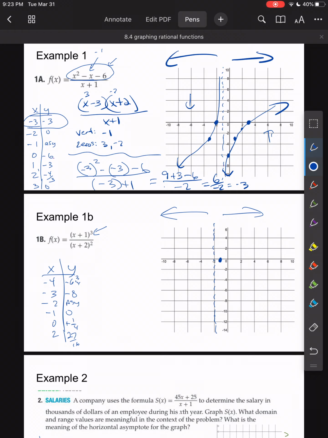Okay, so at -4, we get -6 3/4. So I believe that is somewhere in here. At -3, we're at -8. And I happen to know that this is going to get really close to this asymptote, but then it also falls off this way somewhere. So I would encourage you to plug in a point, maybe -7, to see what happens, just to see where that final point is. Then to the right, at -2, we had the asymptote. At -1, we had the 0. And then at 0, we had 1/4.